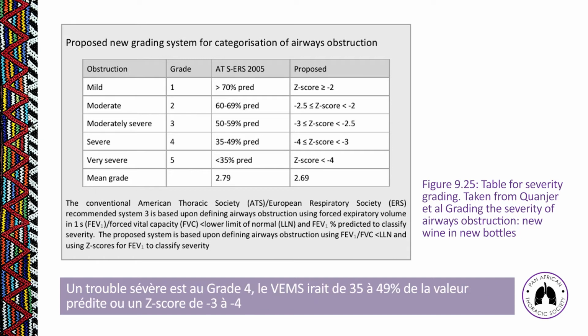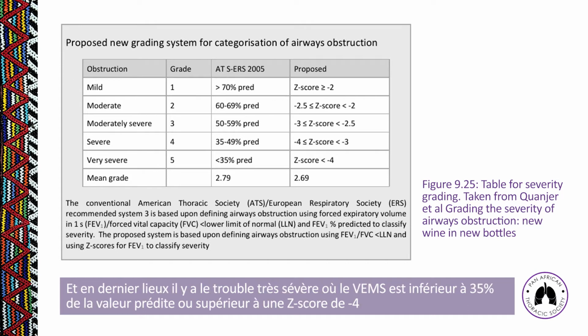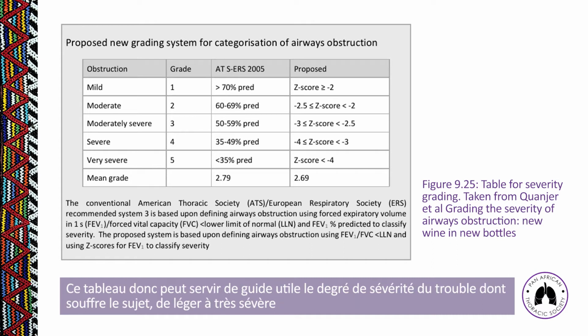A severe impairment is a grade 4, and it would be between 35 to 49% of predicted, or a Z-score of -3 to -4. And then lastly, you get a very severe impairment, which is when the FEV1 is less than 35% of predicted, or a Z-score below -4. So this grading table is a nice guideline for understanding how mild, moderate, severe, or very severe the actual impairment is that the patient has.